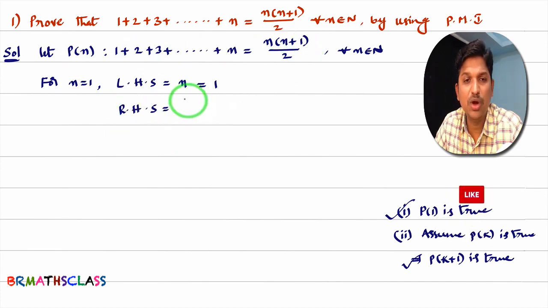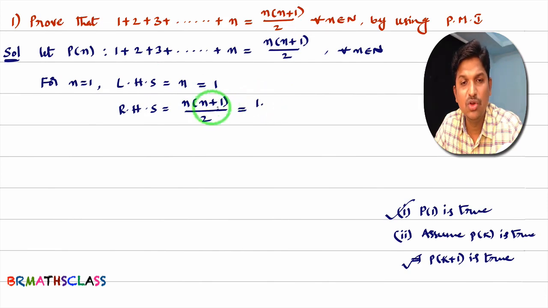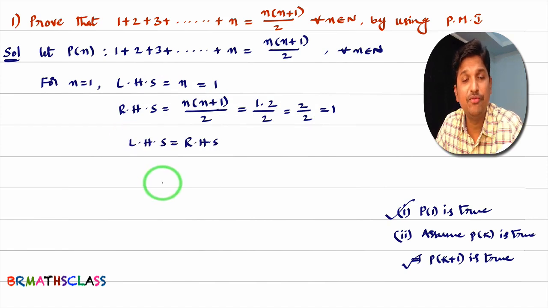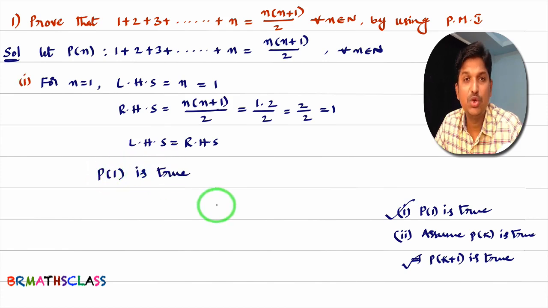Now I'll take RHS. In this statement, what is RHS? RHS is n into n plus 1 divided by 2. In this, wherever n is there you write 1. What will you get? 1 into 1 plus 1, that is 2, divided by 2. So this is nothing but 2 divided by 2. That is 1. LHS is 1. RHS is 1. It says that this statement is true for n equal to 1. That means what will we write here? We will write that P of 1 is true. Actually, we need to prove two things. First one, P of 1 is true. That is over. First step is over.